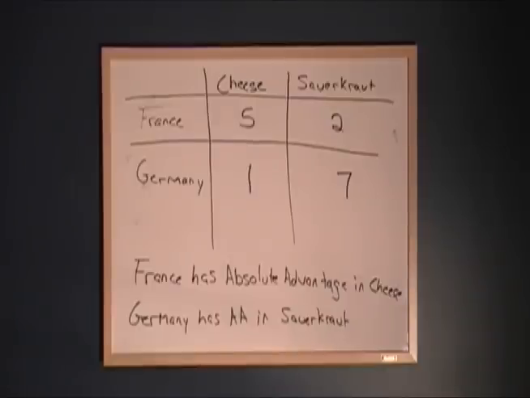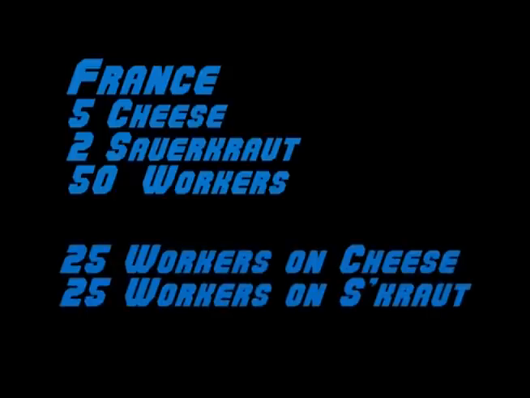We know that France could produce 5 wheels of cheese or 2 tubs of sauerkraut. Let's assume that France has 50 workers in their country. And France likes both cheese and sauerkraut, so they split their workforce right down the middle. Each good has 25 workers producing them. If that's the case, what is France's total output?